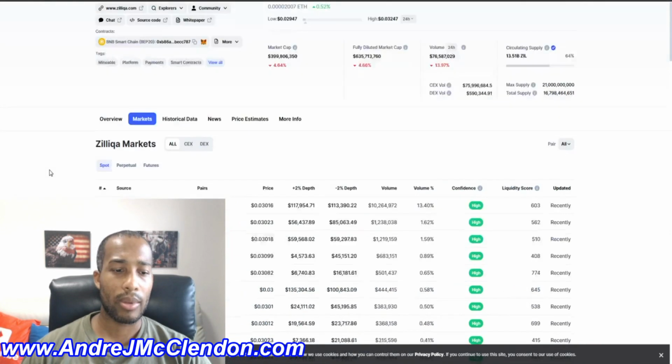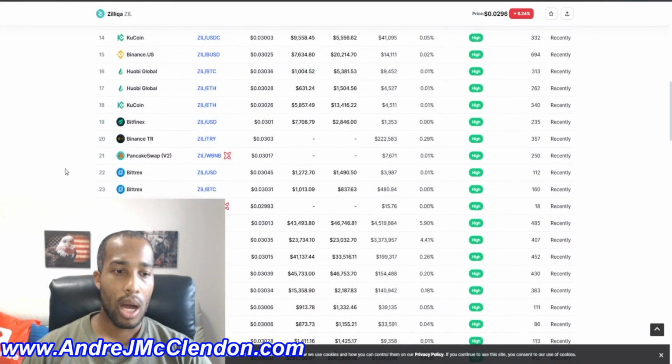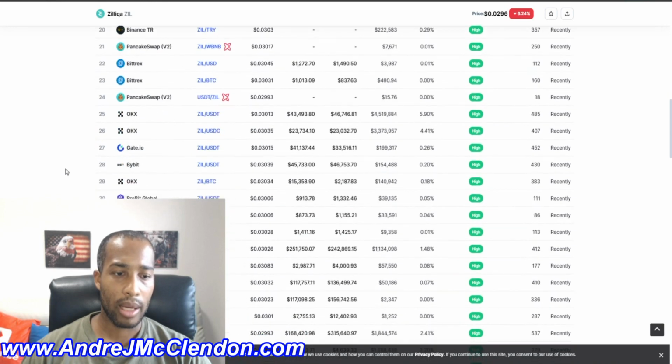But let's get into some other details. If you guys want to get on some of the markets, there's Binance, KuCoin, BitThumb, stuff like that, QB Global, Bittrex, PancakeSwap, OKX. So there's a lot of big ones. This is in the top 100, so it's going to be on a lot of cryptocurrency exchanges.